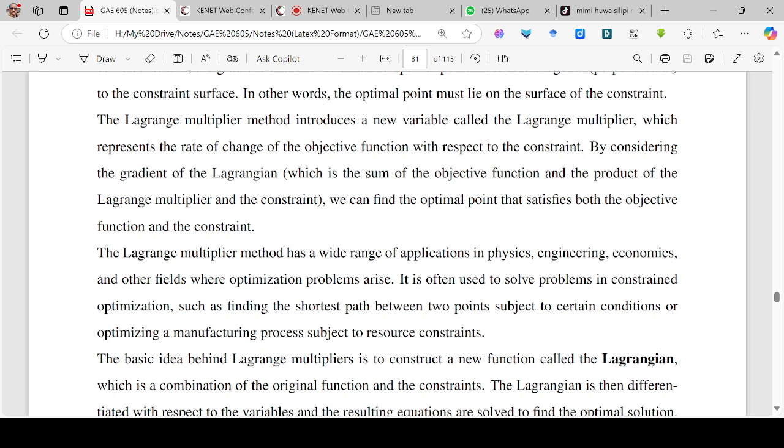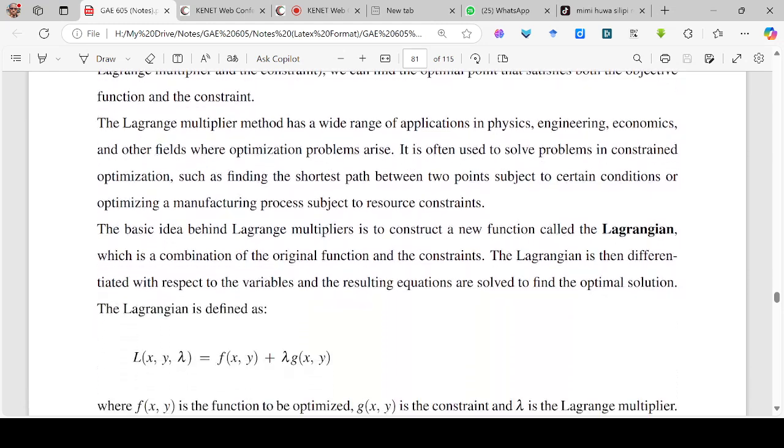So the Lagrange multiplier method has a wide range of applications in physics, engineering, economics, and many other fields where optimization problems arise. It is often used to solve problems in constraint optimization, such as finding the shortest path between 2 points subject to certain conditions, or optimizing a manufacturing process subject to resource constraints.